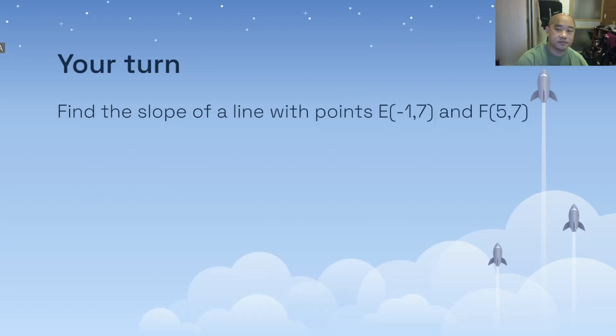So your turn. What is this one going to be? Well, you can see that the y's are the same, right? The y's are the same, so it's going to be 7 minus 7. So the top number is going to be 0. The bottom number doesn't really matter what it is, but we'll just do it anyway. 5 minus negative 1 is 6. So our slope here is 0.